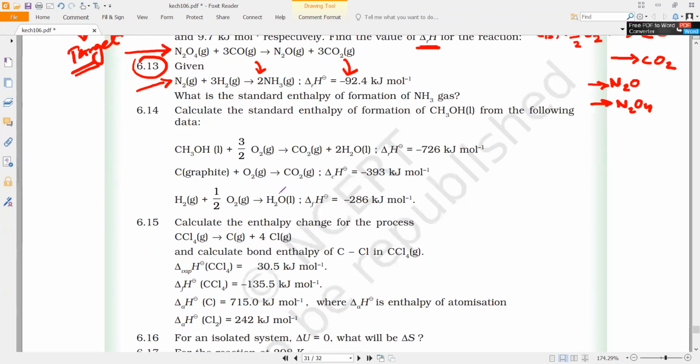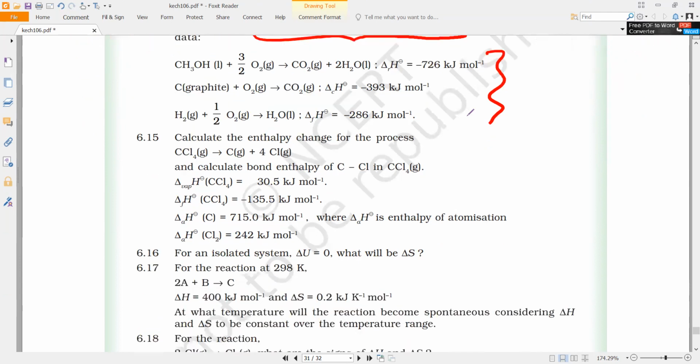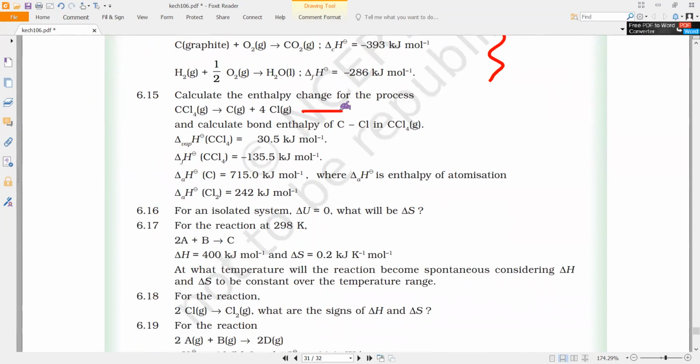Maybe same. Again here you have some reaction. You need to arrange it, and you need to calculate the standard enthalpy of formation of CH3OH. Next, you again have a target reaction. Then calculate the bond enthalpy. Now in this case, we just have to calculate the bond enthalpy of C-Cl.